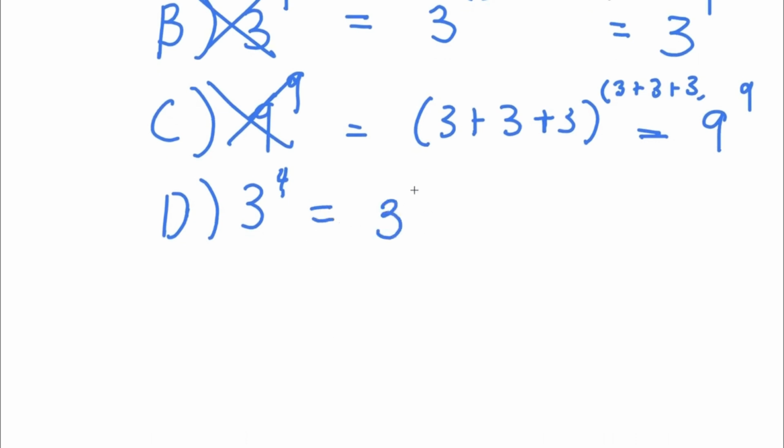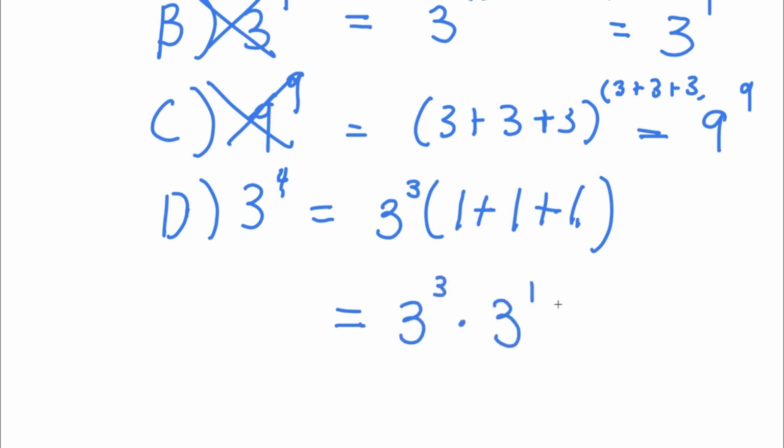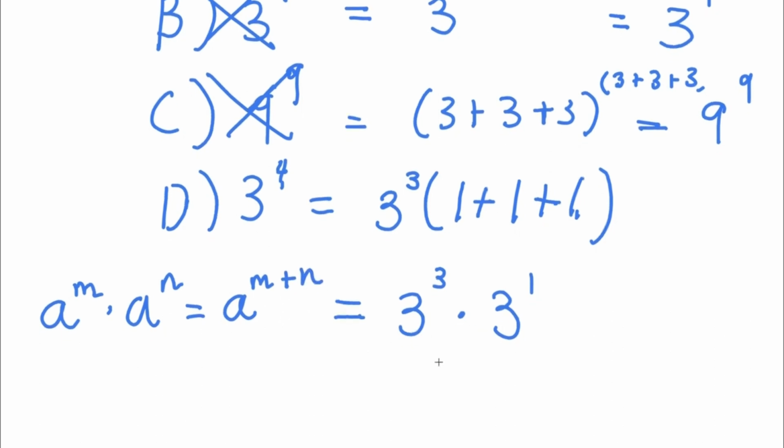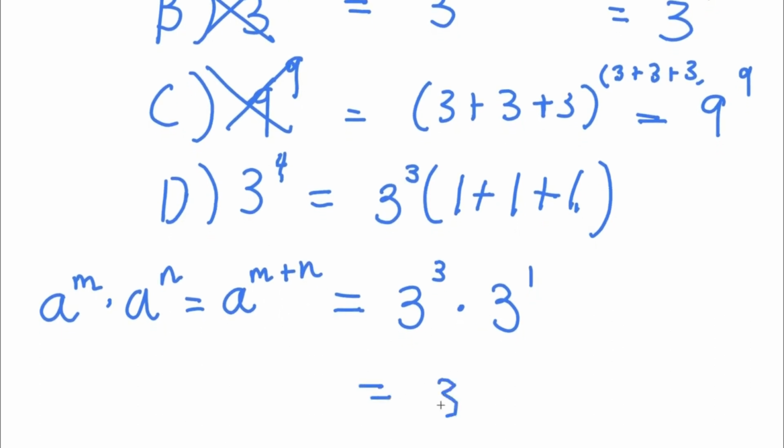So the first thing I'm going to do is factor out 3 to the power of 3. So then I get 3 to the power of 3 times (1 plus 1 plus 1). Now this is the same thing as 3 to the power of 3 times 3 to the power of 1. And if I have something in the form a to the power of m times a to the power of n, this is equal to a to the power of m plus n. So 3 to the power of 3 times 3 to the 1 is going to equal 3 to the power of 3 plus 1, which is 4. So this is the right answer to this problem.